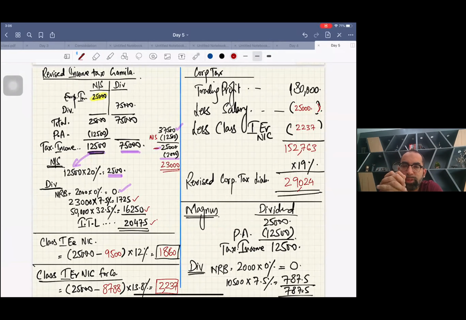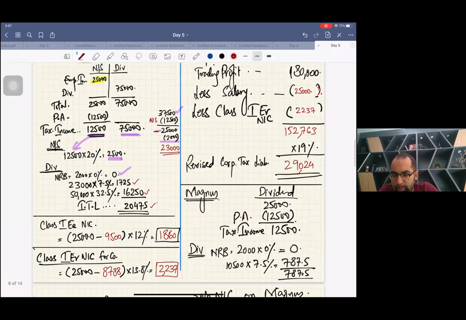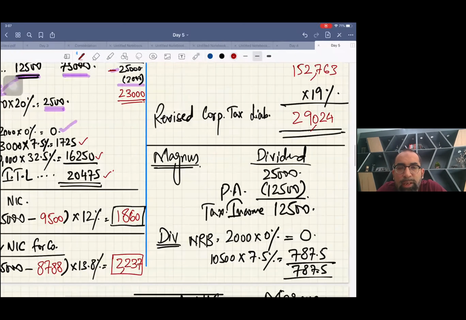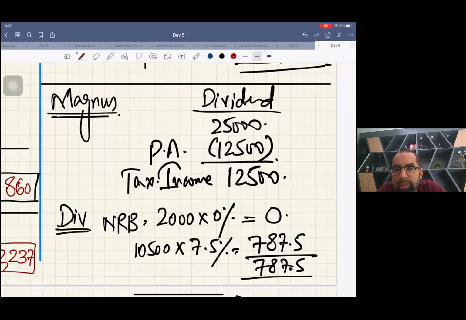Okay, students, now one guy is left, Magnus. Magnus has no other income and he received dividends of 25,000. So he's a separate guy. Let's do the working. Magnus has no other income, only this dividend income of 25,000. So this 25,000 will be the total income, the net income, and the ANI. So Magnus's ANI is 25,000.